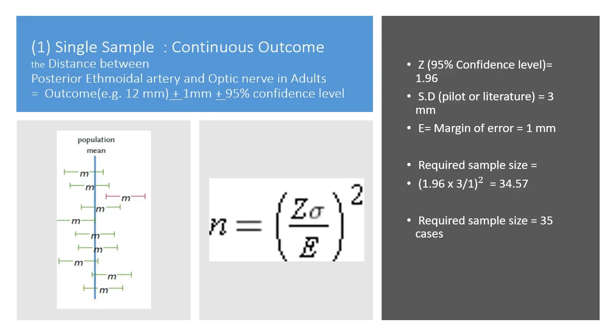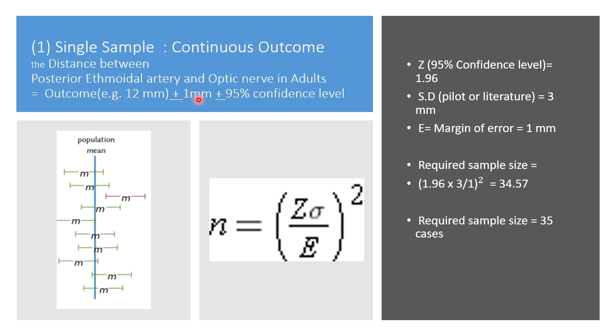To take an example, say we are setting up a study to measure the distance between the posterior ethmoidal artery and the optic nerve in adults. We want to know exactly what is the distance, the average distance, and we will set the margin of error that we would allow for, and that should be as narrow as possible.